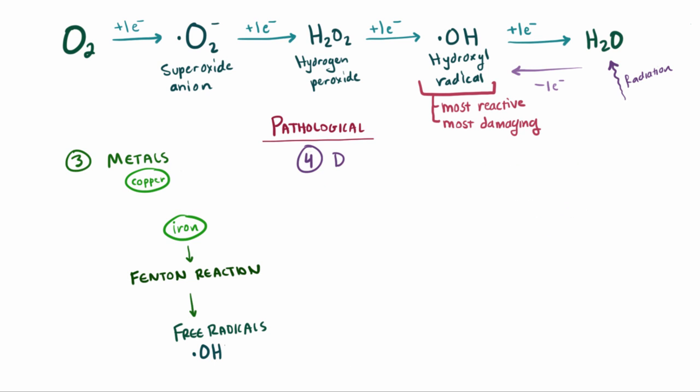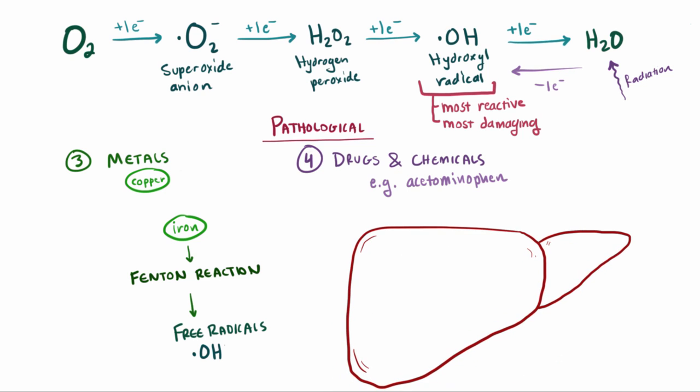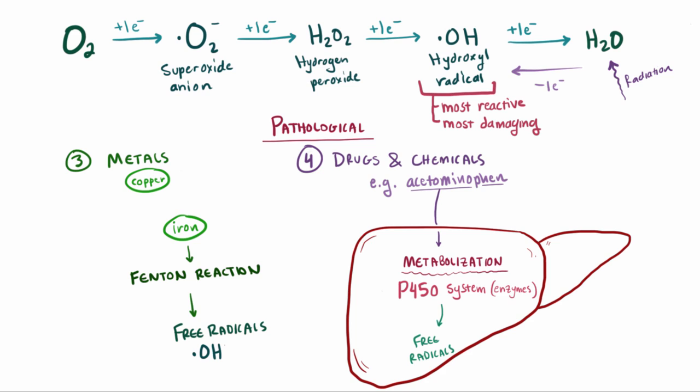Okay, finally, there are drugs and chemicals that can also produce free radicals. For example, a drug like acetaminophen, which, like many other drugs, goes to the liver to be metabolized. In the liver, the P450 system takes care of it, which is a group of really important drug metabolizing enzymes. This metabolizing, though, can generate free radicals, and so when high doses of acetaminophen are taken, it can cause massive death of tissue in the liver, and this is mainly from free radical damage. Okay, so all this talk about free radicals causing damage, but how do they actually damage the cell?